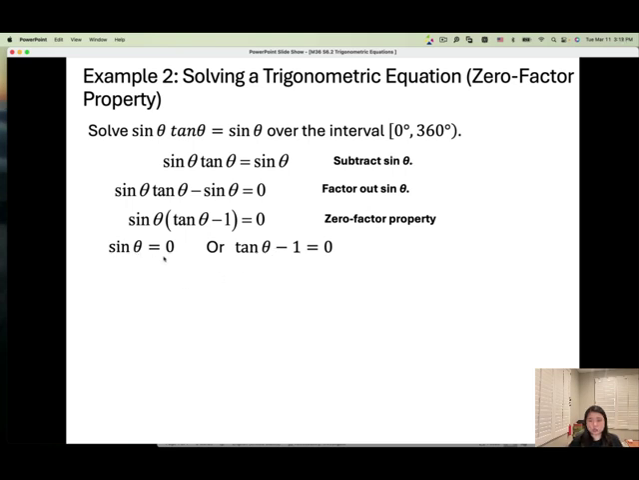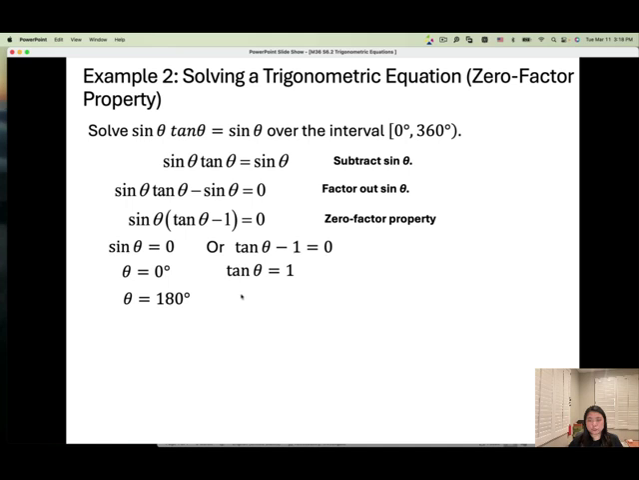Sine of what angle equals 0? Theta can be 0, 180, or 360, right? Oh, it cannot be 360 because the interval excludes it. So we have theta equal to 0 or theta equal to 180. We have two answers for this one. And then for this one, we simplify it: tangent theta equals 1.